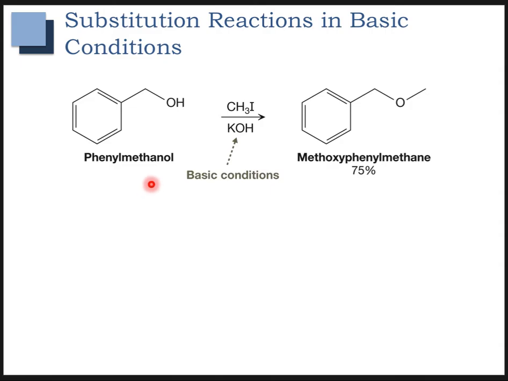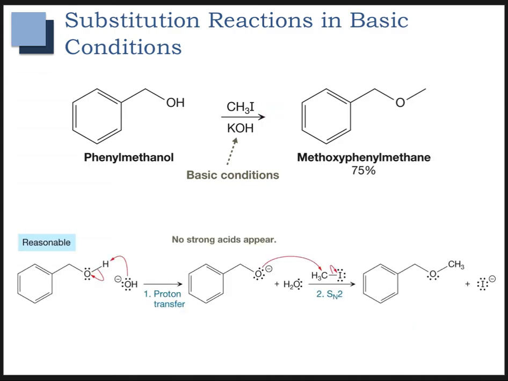So you can see, for example, here we have an alcohol. In this reaction, we're using a base, potassium hydroxide. Remember that the potassium is going to be a spectator ion, so we're just going to ignore it. And the hydroxide is going to be present in solution. It will deprotonate our alcohol and then do an SN2 reaction with our methyl iodide here.